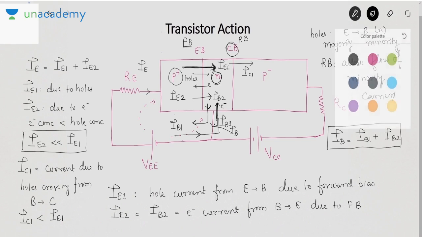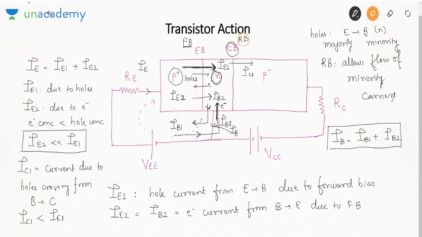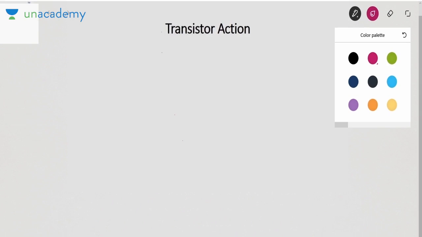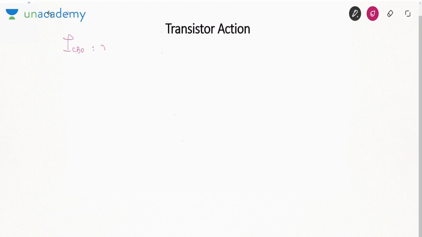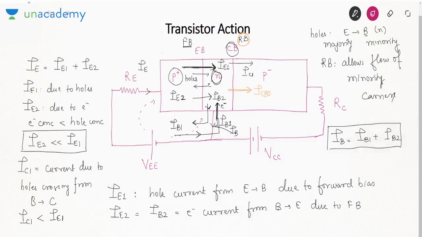Now there is one more current. As we have said that collector base junction is reverse biased, so there will be a reverse saturation current. Reverse saturation current will go from N to P. This current is called ICBO. Now what is this ICBO? ICBO is the reverse saturation current of the collector base junction. And why is it O? CB is understood, collector to base. Why O? When emitter is open. It means even if you don't connect any supply to the emitter, if this terminal is open, then also due to reverse biasing, a current will flow between collector and base, and that current is called ICBO.